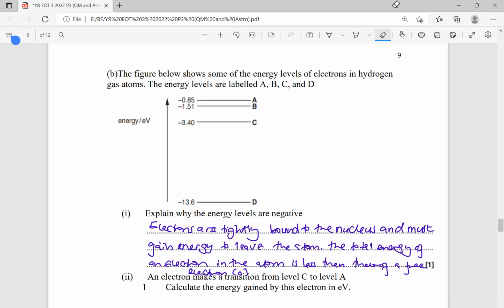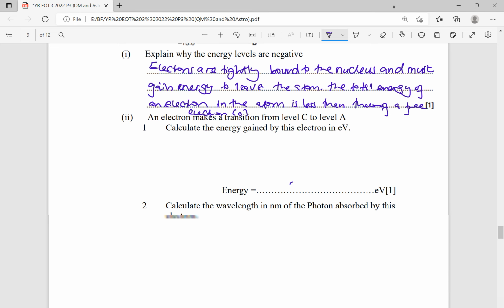Level C to level A. I will start with the highest: negative 0.85 minus negative 3.4, and this gives me 2.55. So that energy is 2.55 electron volts. Then calculate the wavelength of the photon absorbed by the electron.